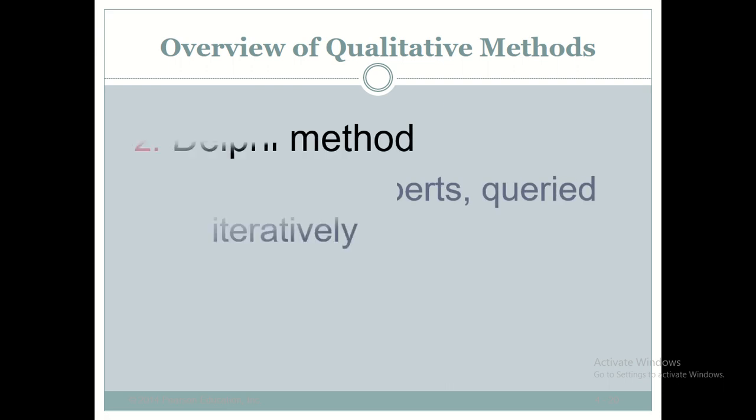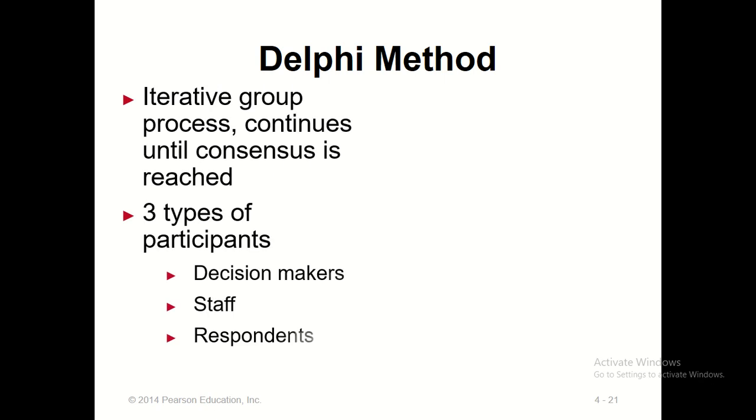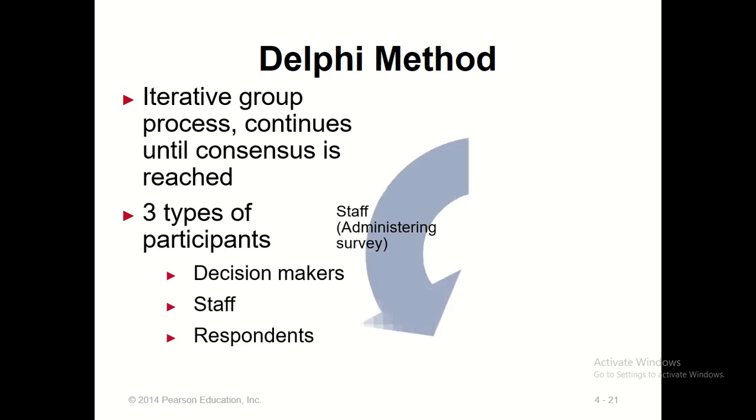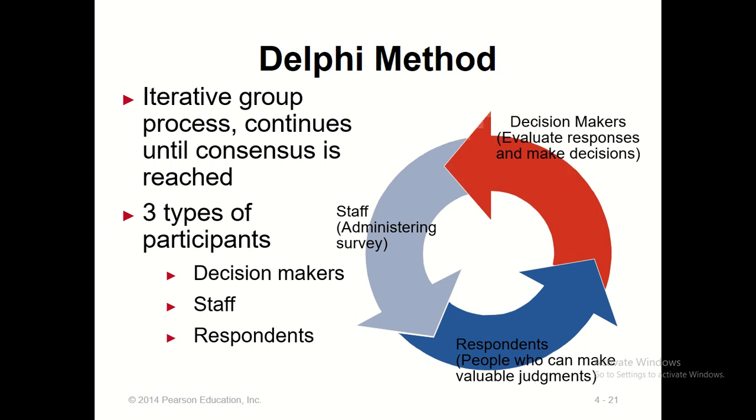Okay, we also have this Delphi method. These are panel of experts queried iteratively. So it's somewhat synonymous gamay, pero naa siya kalainan sa jury of executive opinion. Kasi naa manggod siya 3 kabuok nga participants ani before they make a decision. First is that they go with the staff administering survey. Mag-conduct sa dyan na silang survey una.